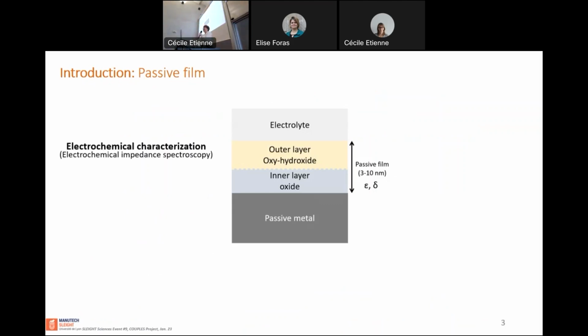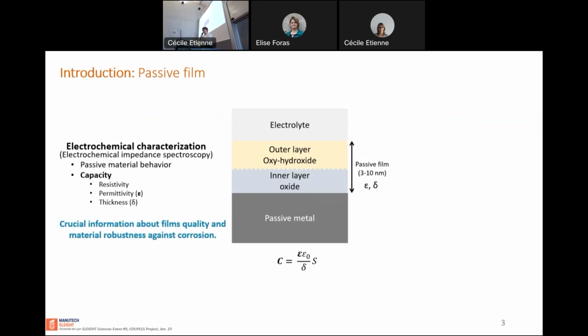It's mainly characterized by electrochemical characterization, and mostly by electrochemical impedance spectroscopy. It gives the passive material behavior and the effective capacity of the electrochemical interface, giving its resistivity against corrosion. And with the permittivity, it permits to obtain the thickness of this passive film. All that is crucial information about the film's quality and material robustness against corrosion.